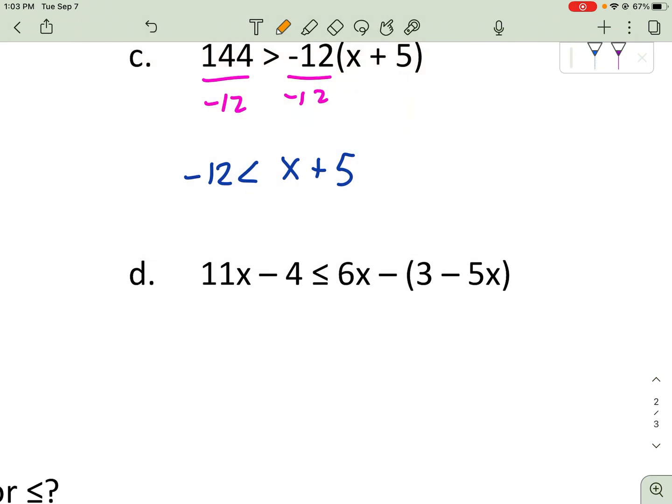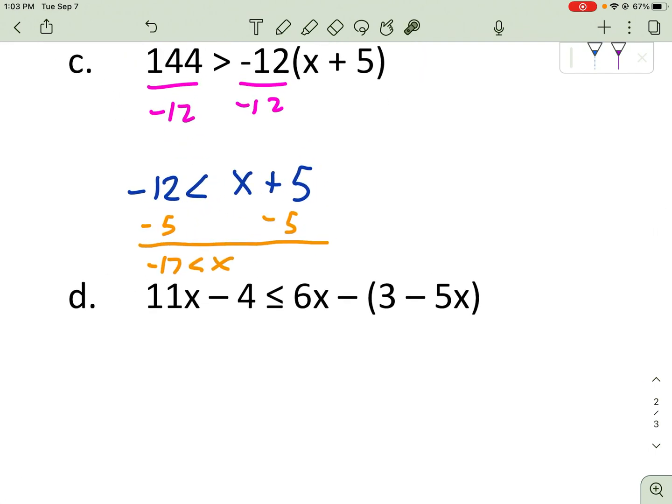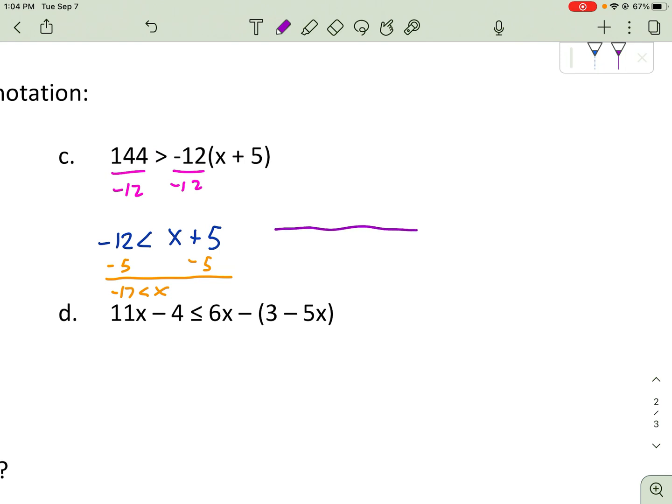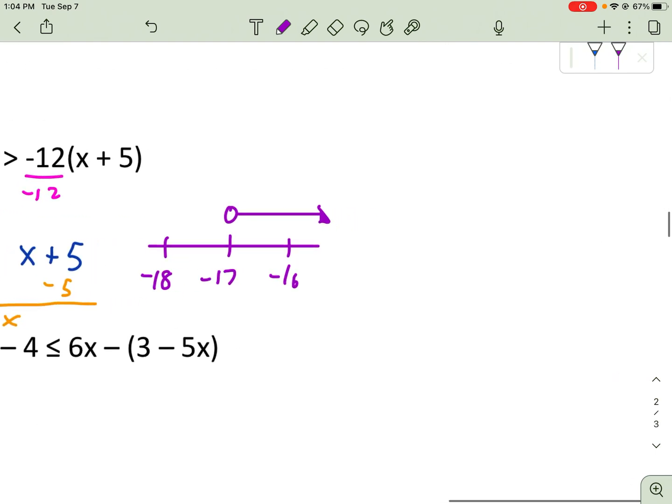Then you can subtract 5 from both sides, and you get -17 is less than x. Now, I always recommend reading it variable first. So if we read backwards, we go x and read it this way. So it's x is greater than -17. So when we go to make our number line, x is greater than -17. So here's -17, -16, -18. And then we start at -17, and the numbers greater go to the right. In interval notation, again, we're starting at -17. That's the smallest, not or equal to, and it goes on forever to the right. So it's -17 to infinity.